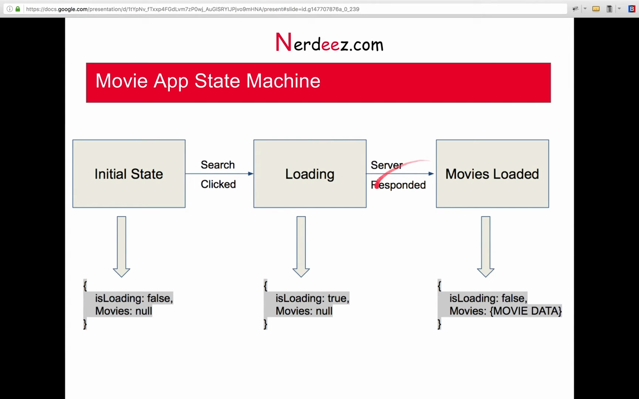And the next action is when the server responds and sends us the response with the movies object. That brings us to the movies loaded state. In the movies loaded state, we set the loading flag back to false because we are no longer waiting for a response from the server. We got the response, and we set the movies object to the movie data we get from the server. So this is the state machine of our movie app.